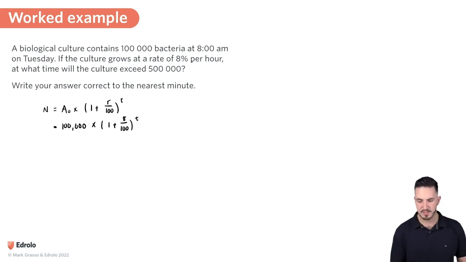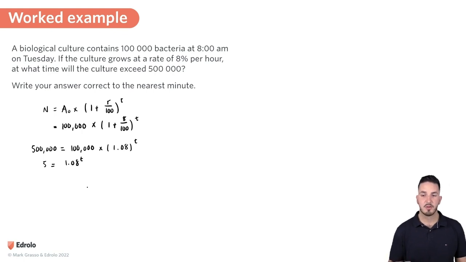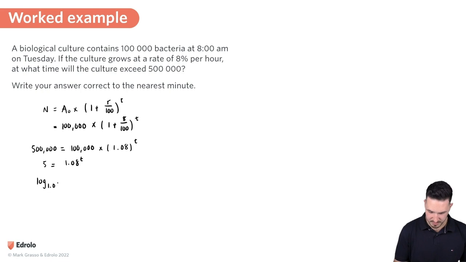It says the culture grows at 8% per hour, so t is in hours. At what time will the culture exceed 500,000? So we want to find t when N is equal to 500,000. So we're going to have 500,000 equals 100,000 times 1.08 to the power of t. We divide both sides by 100,000, so 5 equals 1.08 to the power of t. Take log base 1.08 of both sides, so you get log base 1.08 of 5 equals t.